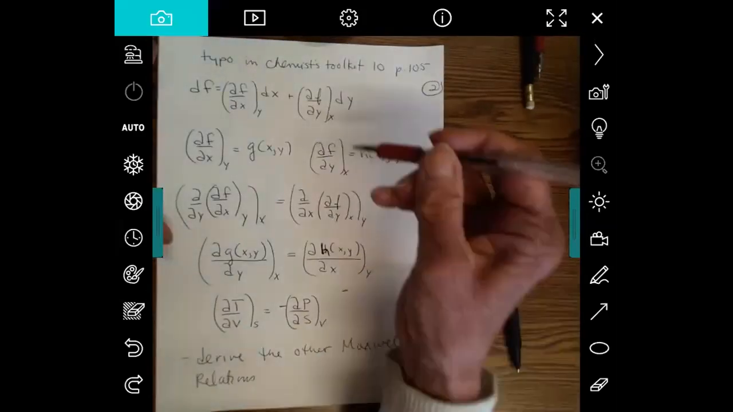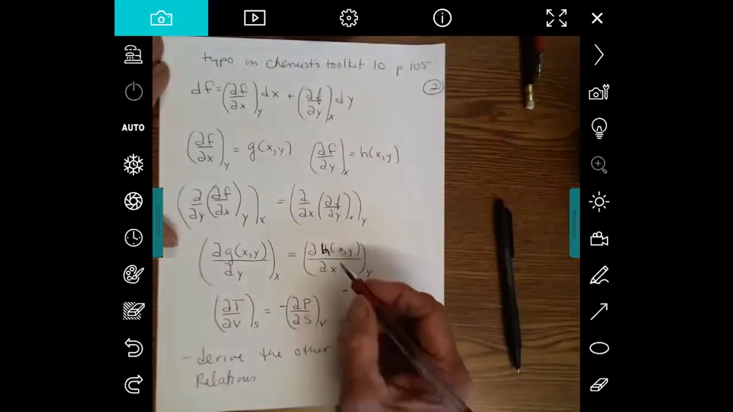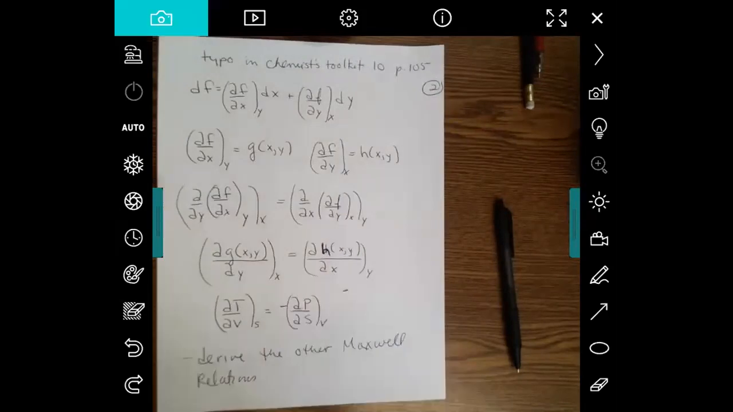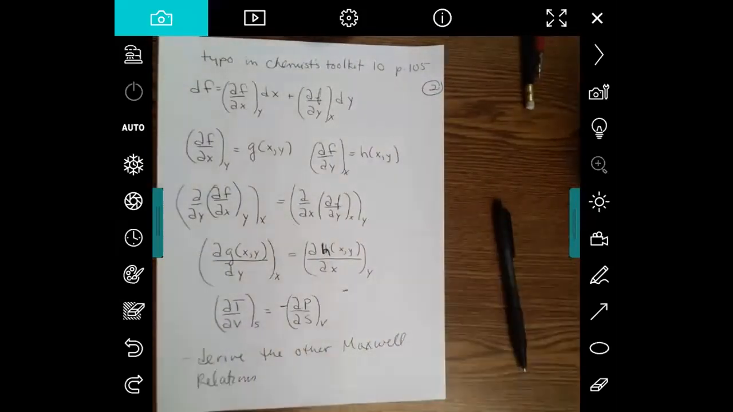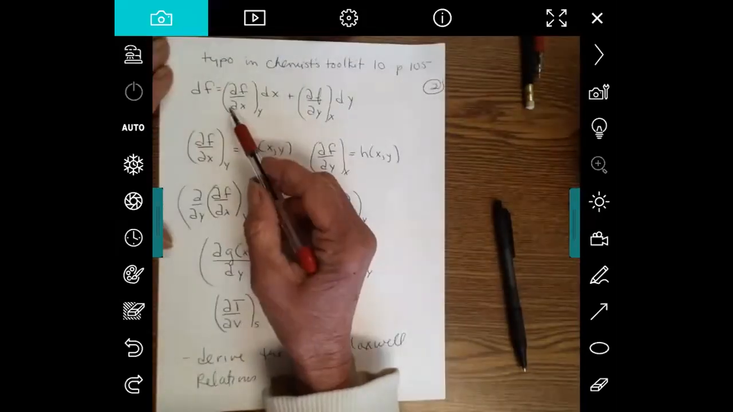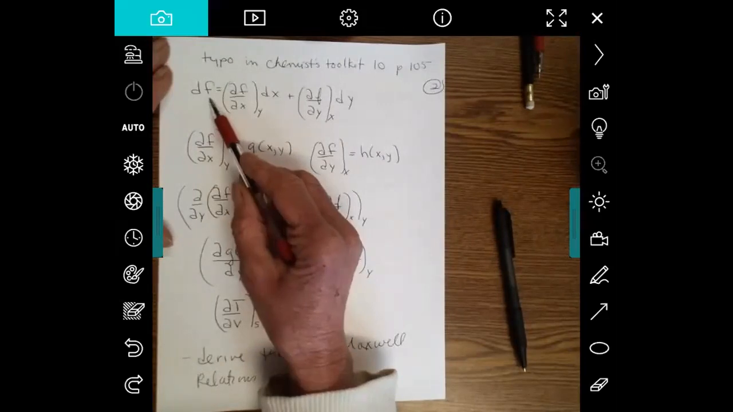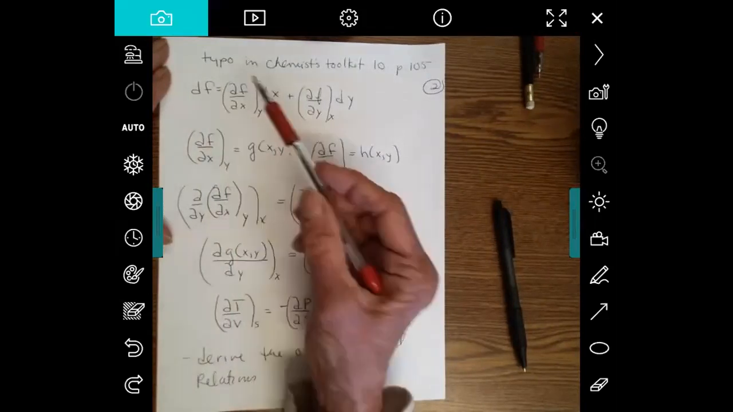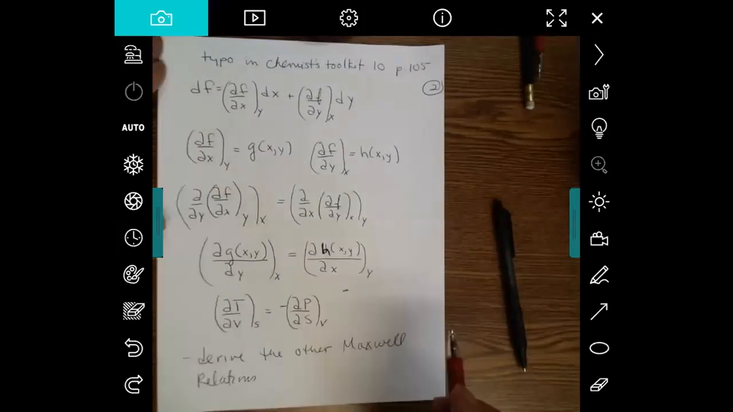There's a typo in the toolkit, but if you're working out of the toolkit and they have a Y here at the end, you'll notice it if you go through it. But the important thing about the exact differential, which I introduced in the last focus, is that if f is a state function, then you can change it in any way you want. You can take any path to change the function f. So we're going to talk about that in reference to all of our thermodynamic functions.